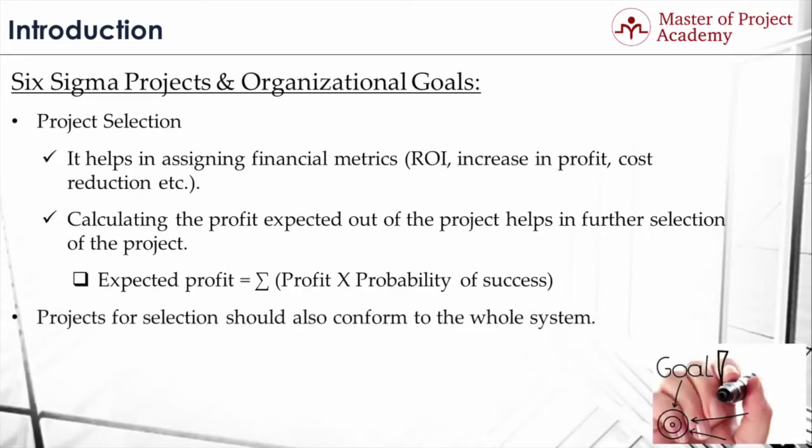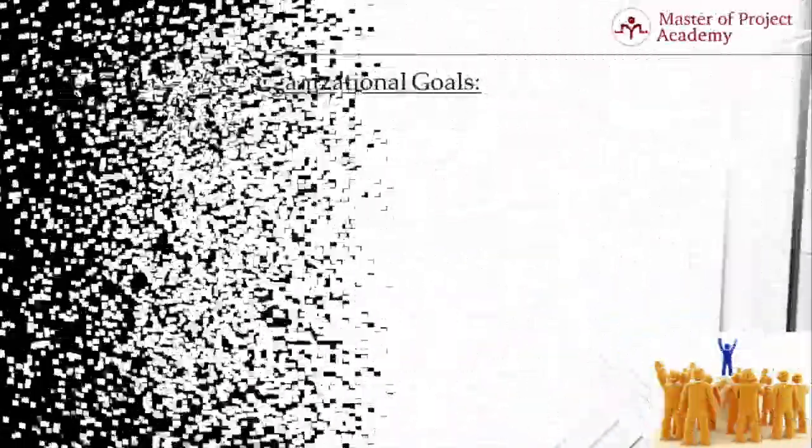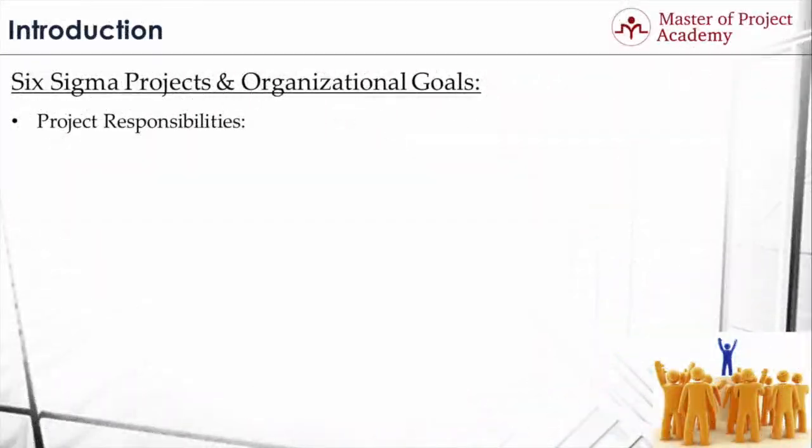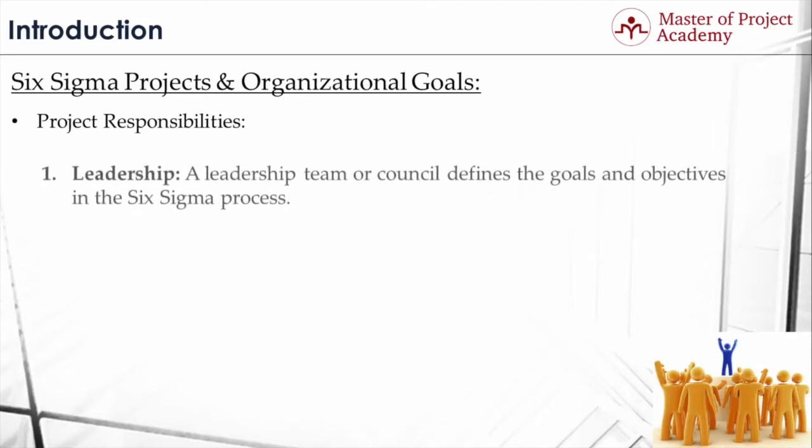Projects for selection should also conform to the whole system. The effect of proposed changes on other processes within the system should be considered. Improvement in any one process of a business system should not reduce optimization of the other processes in the system. Now, let's see responsibilities in a Six Sigma project. There are seven responsibilities in a Six Sigma project. We will be going over each one by one.